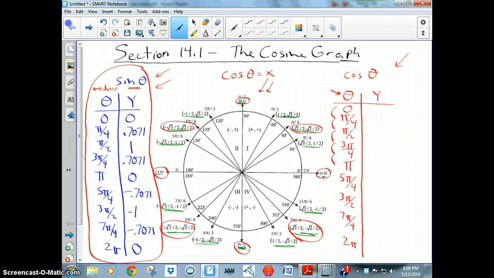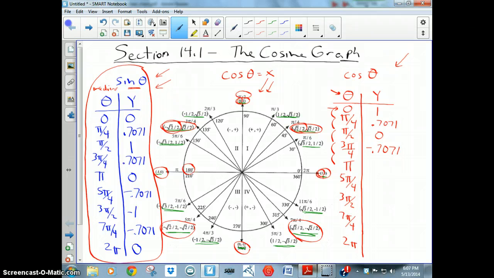So, if I'm going to evaluate the cosine of 0 degrees, the cosine is the first value, which is 1. That's the x value. At pi over 4, the cosine of pi over 4 is the first value, which is square root of 2 over 2, which is the same as 0.7071. The cosine of 90 degrees, or pi over 2, is 0. The cosine of 3 pi over 4 is negative square root of 2 over 2. So that's negative 0.7071, just like we did with the sine.